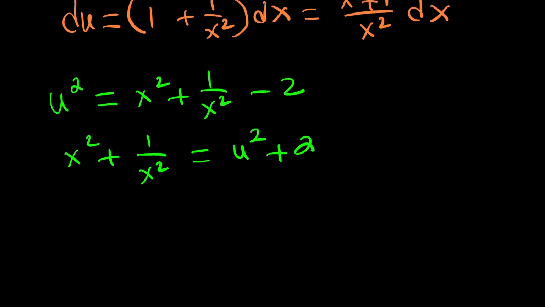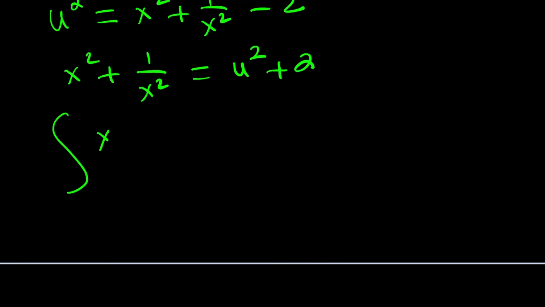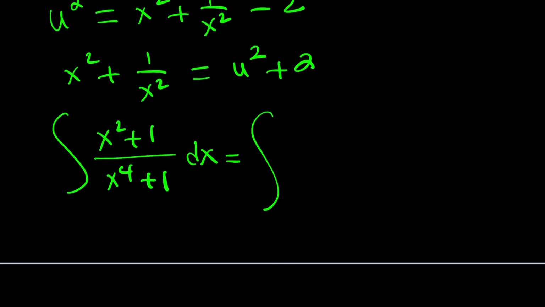Now, let's go ahead and continue with our integral. We're going to rewrite it. So now we have x squared plus 1 divided by x to the fourth plus 1 dx. And then we can do the following. We can divide the numerator and the denominator by x squared. That's going to give us x squared plus 1 divided by x squared, and as you know, in the denominator, we get x squared plus 1 over x squared dx.